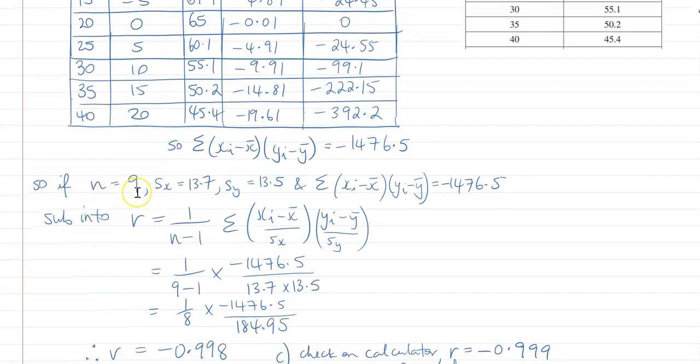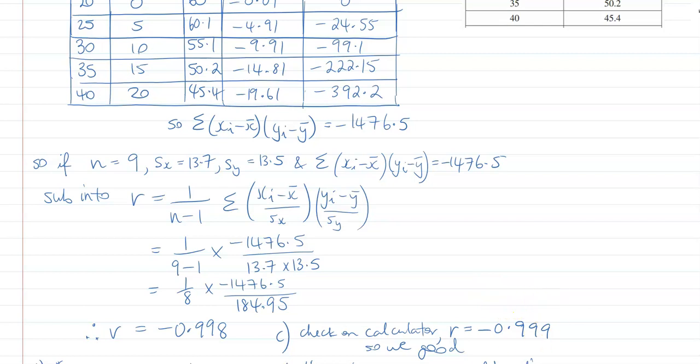Okay, so if my n value is 9, I know my sample standard deviation values. I now know the sum of the differences between the response and explanatory variables and their means. So now it's just a matter of subbing all of that information into that horrible looking formula. And if I evaluate things one step at a time, I should end up with an R value of minus 0.998, and that's rounded. When I check it on my calculator, I get an R value of minus 0.999.